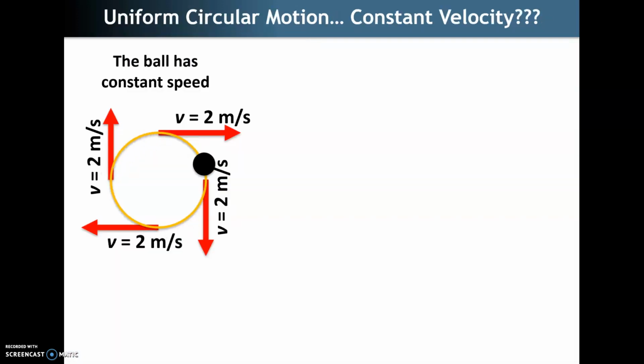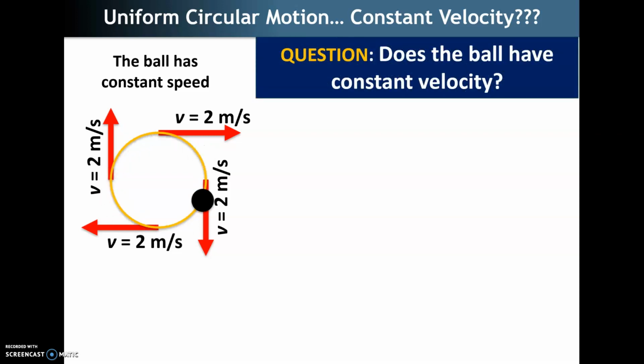Right. So my first question for you guys is, for uniform circular motion, does this mean that we have motion with a constant velocity? Does this ball here in this really neat moving GIF, I guess, have a constant velocity?